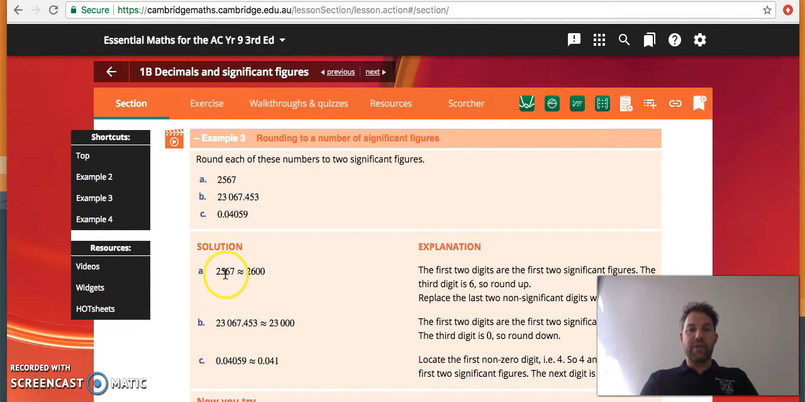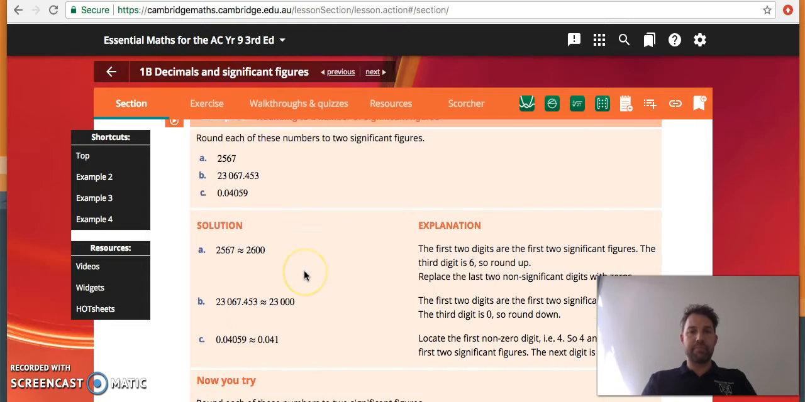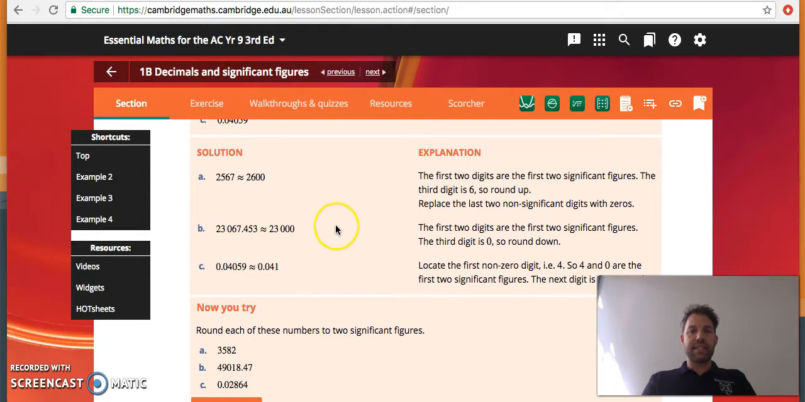We then look at the third number. It's a 6, it's above 5, so that 5 is going to go up to 6. And then for the last 2 we put zeros there, so rounding it to 2 significant figures would be 2,600.